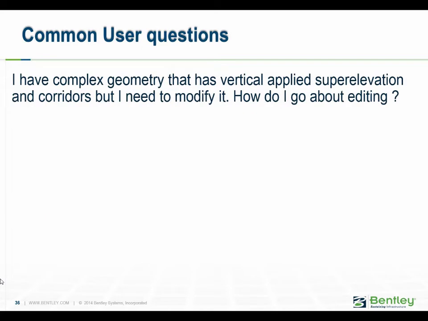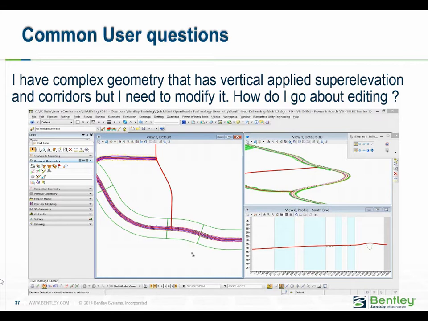So another common question that we get is, as we start to build up this complex geometry and we start to carry the design forward and start applying corridors and super elevation, what actually happens if we need to go back and do the edits? How does that edit get propagated and how do we manage that? So let's just take a look at that. Dynamic updates are not always desirable. You need ways to control this.